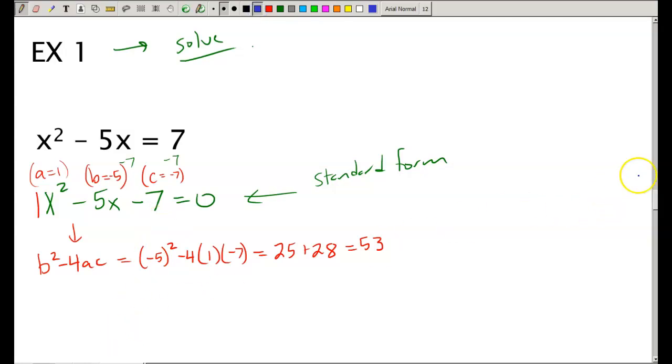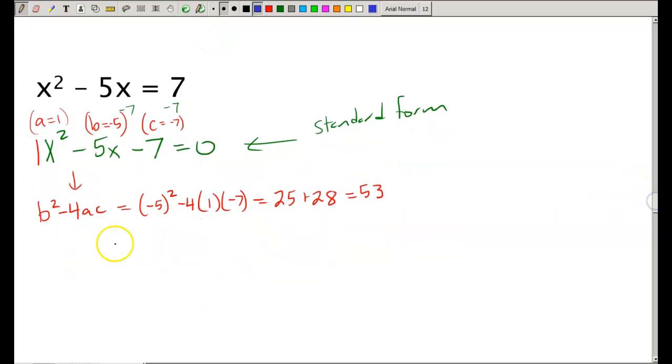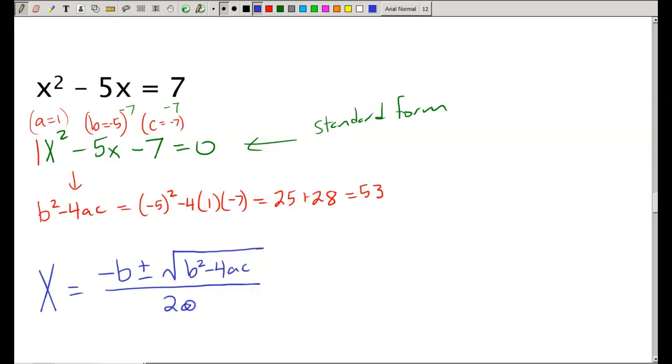Okay, but all we're trying to do here is use the quadratic formula. So now if we kept going on this, the quadratic formula states that we have negative b plus or minus the square root of b squared minus 4ac, all divided by 2a.